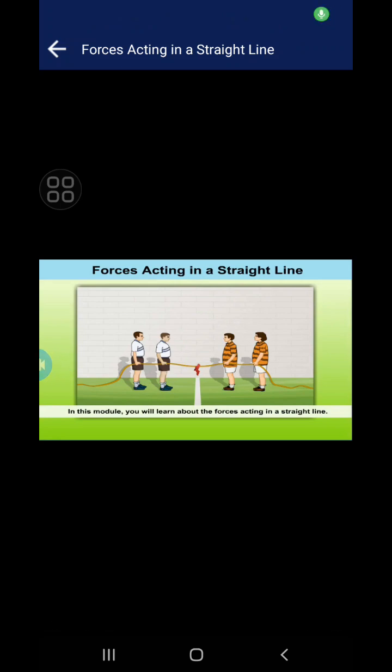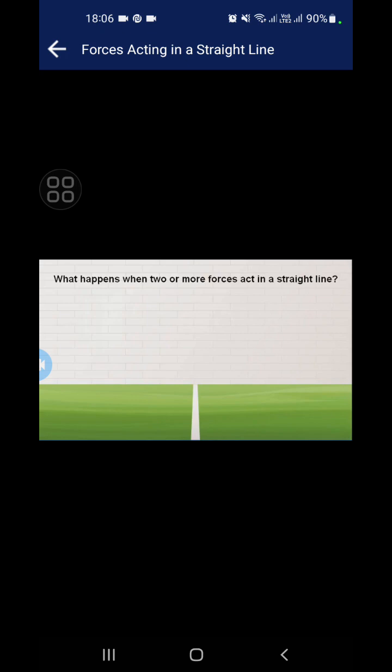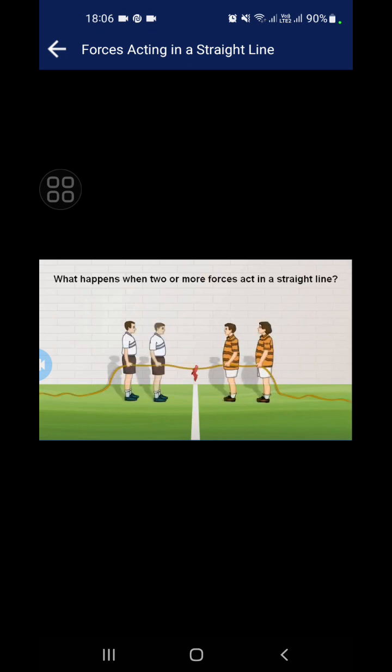In this module, you learn about the forces acting in a straight line. What happens when two or more forces act in a straight line?